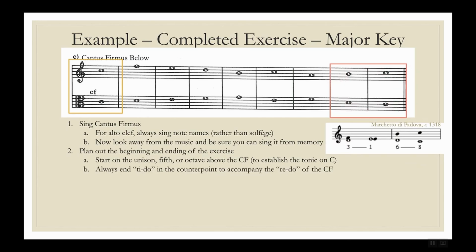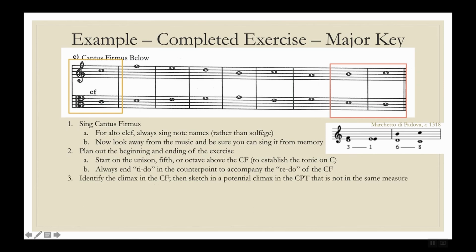We're always going to end ti, do, remember, because the Cantus Firmus is always going to end re, do. So now we can look at our upper voice, and we know it's going to start up here, and then it's going to do some stuff in the middle, and then it's going to end ti, do. And I'm just reminding us that we got this from Marchetto of Padua earlier. That thing. Or if it's inverted the other way.